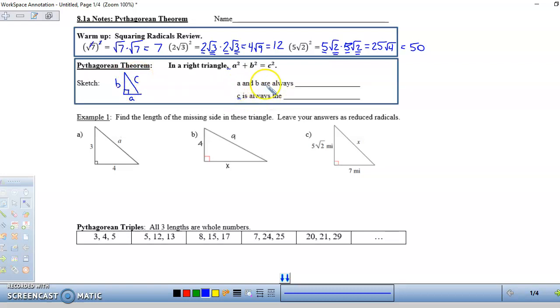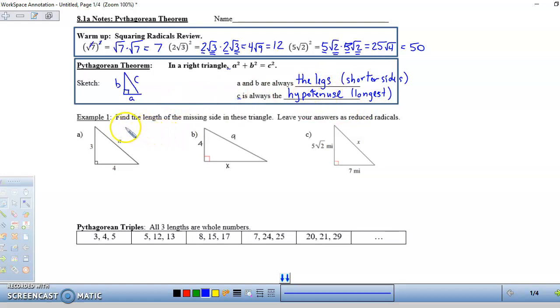Okay, so as I said, A and B are always the legs. Okay, and the legs are the ones attached to the right angle. And C is always the hypotenuse. Okay, other things you can look for in a picture, however, is that A and B are always shorter than C. So these are going to be the shorter sides. And the hypotenuse is always the longest. So those are things to keep in mind.